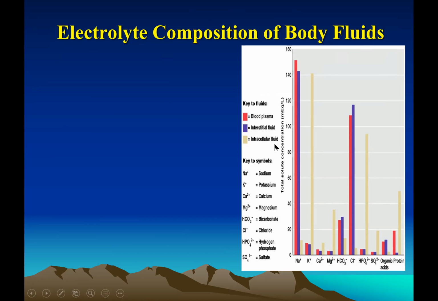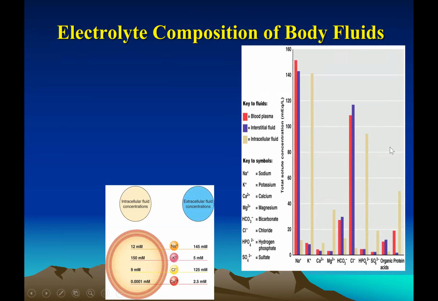So in any typical or normal situation, this is what we are going to see. This is inside the cell and then outside the cell. Outside the cell, the sodium ion concentration and chloride ion concentration is high. Whereas inside the cell, the potassium concentration is high and phosphate concentration will be high. The same message is also depicted in this graph here.